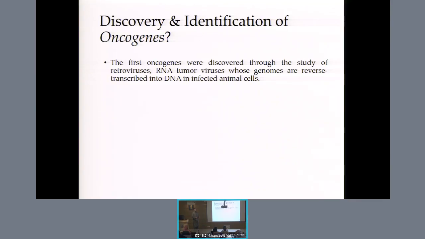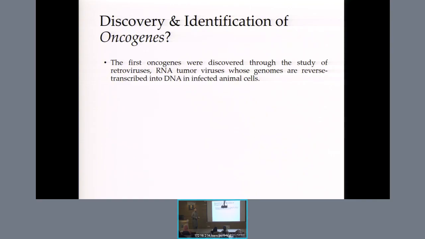This is their ability. HIV को अगर आप पढ़ें, ठीक है? So it's part of retroviruses. They come in, they become part of your genome. और इसी वजह से retroviruses को gene editing में भी use किया जाता है. So the first oncogenes were discovered through the study of retroviruses, RNA tumor viruses whose genomes are reverse transcribed into DNA in infected animal cells.